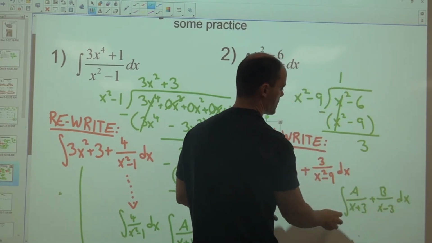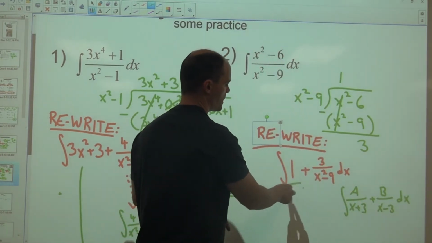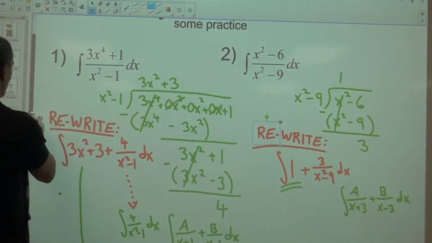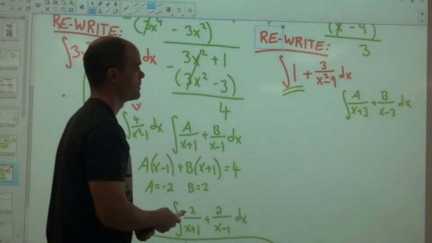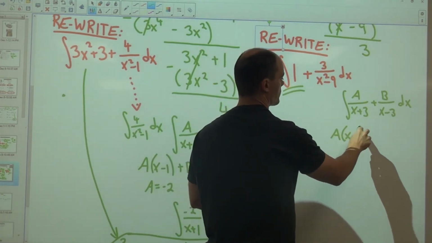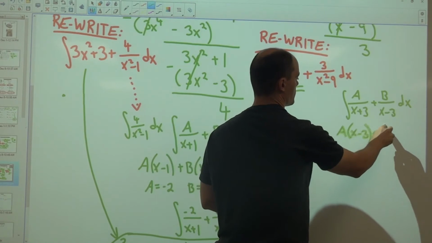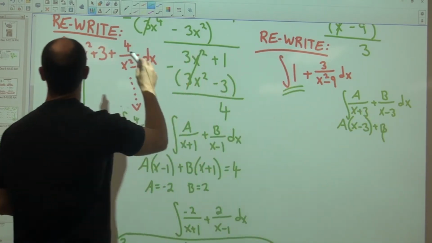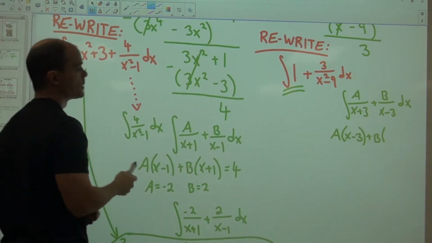There's my setup step for that. We'll leave this guy off. And now let's try to do some really fast algebra here so we don't waste a lot of time. So I know I want x minus 3, reverse my denominators. Oh, come on, you stinker. Go back.